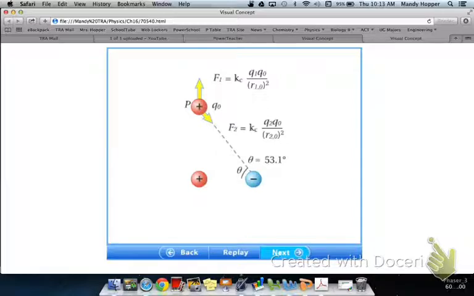Now the x and y components of each electric field can be found separately. Then the components can be added to give the x and y components of the net electric field, which are shown here. These components can be added by drawing.